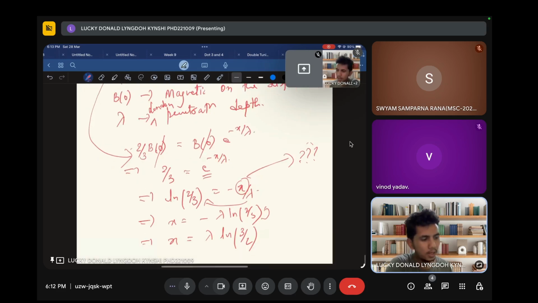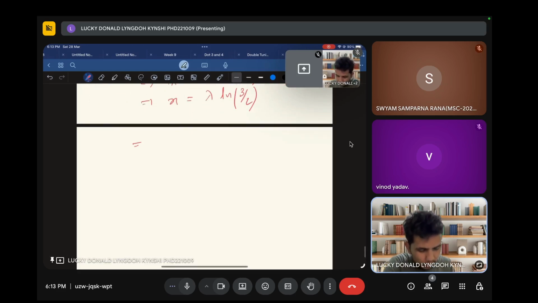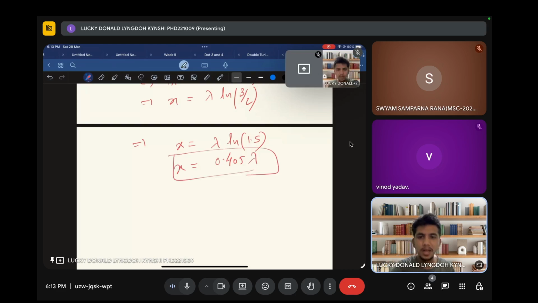Finally, what do you have? You have x is equal to lambda ln of 1.5, because 3 by 2 is equal to 1.5, and you will get approximately 0.405 lambda. That means the distance is about 0.4 of the London penetration depth, such that the magnetic field reduces to 2 by 3 of the maximum magnetic field.